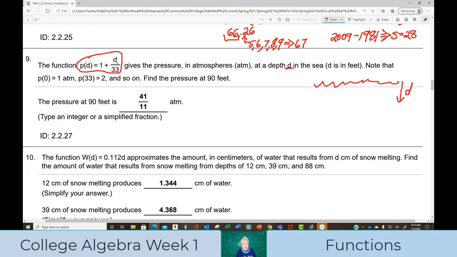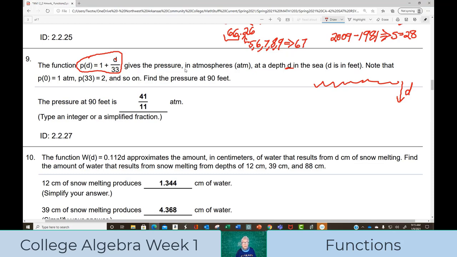So however many feet you are below the surface of the ocean, you just plug that in there for the D. Now, they give you extra information here, which I think only complicates things. It says, note that P of 0 equals 1 atmosphere. Well, P of 0 means you put a 0 in for D. So you'll have 1 plus 0 over 33. 0 over 33 is 0, so 1 plus 0 is 1. And P of 33 is 2, because you'll have 1 plus 33 over 33. 33 over 33 is 1, so you'll have 1 plus 1, which is 2.